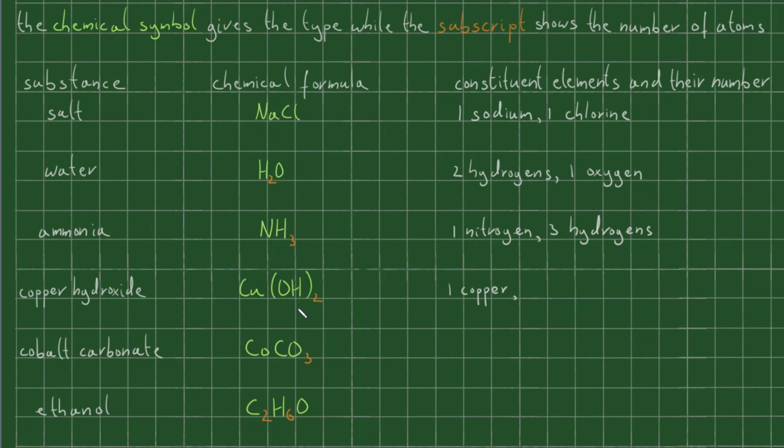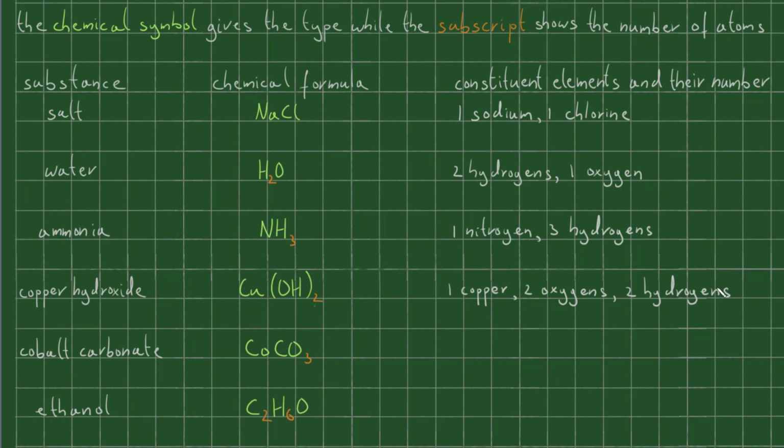Well, this is where we have a little bit of mathematics. A number outside of the brackets indicates that we should multiply it by whatever is inside the bracket. So this means I have two oxygens and two hydrogens. Okay, moving on. The next substance is cobalt carbonate.